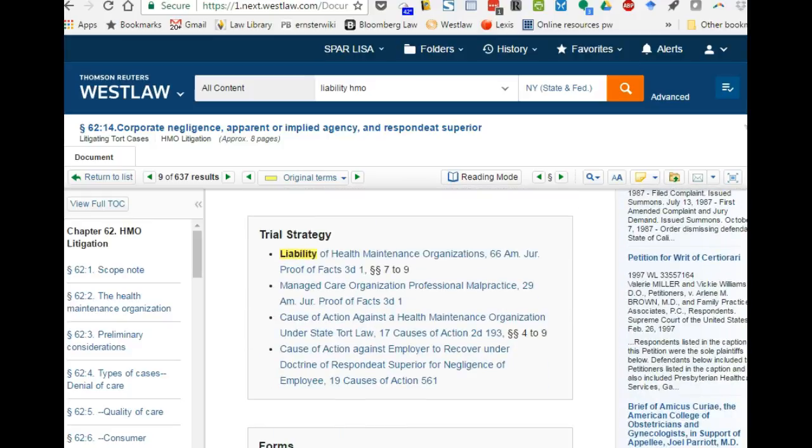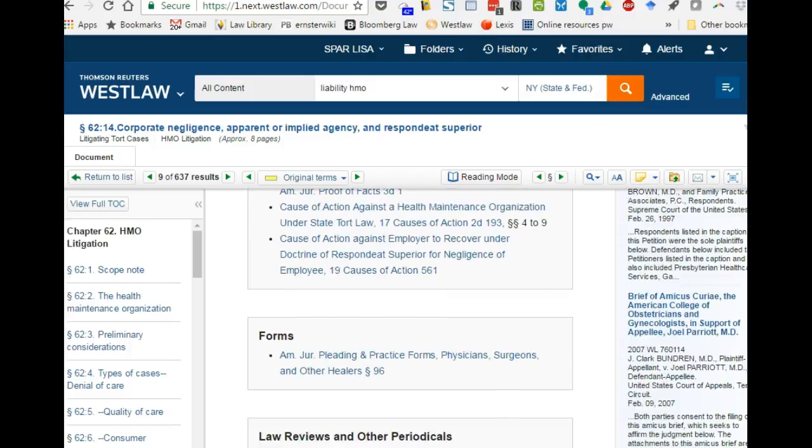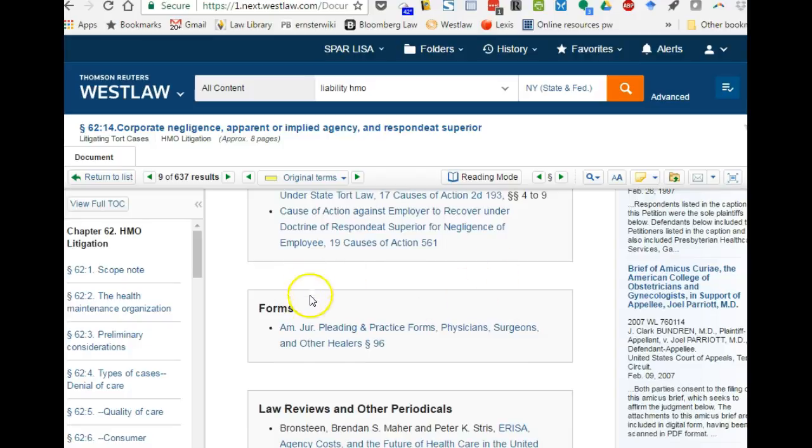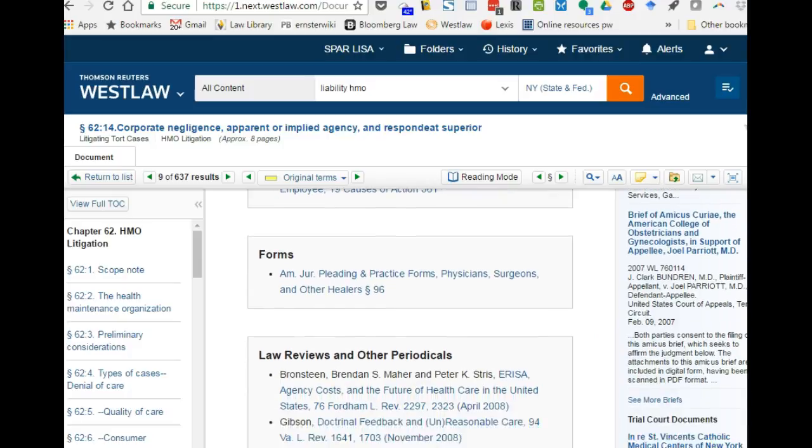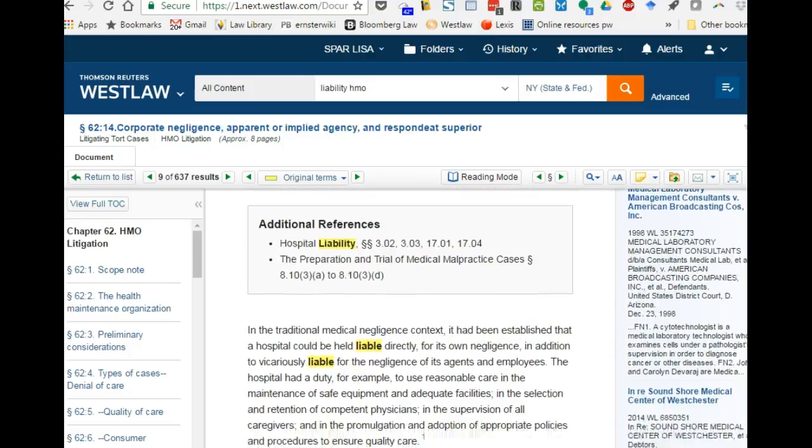So interestingly, this particular treatise, loose leaf, gives us a different view of other resources to check that are available, of course, on Westlaw. So again, more practice-oriented, trial strategy. Again, we have reference to forms, another Am Jur set, Pleading and Practice Forms, because the whole set is forms, and we'll be looking at forms next week in more detail. And then some classic.